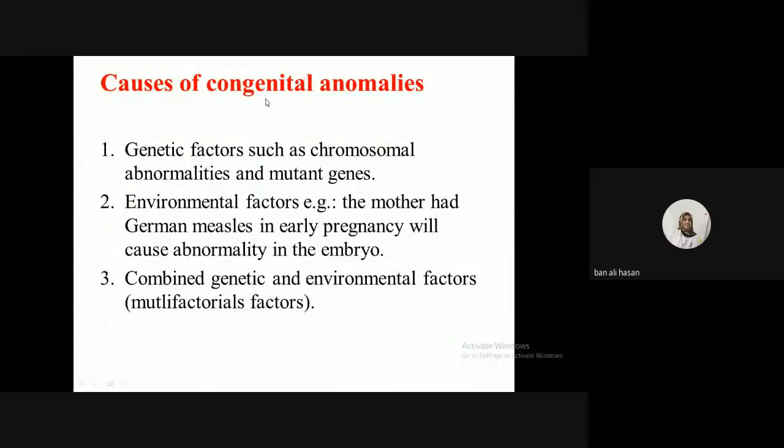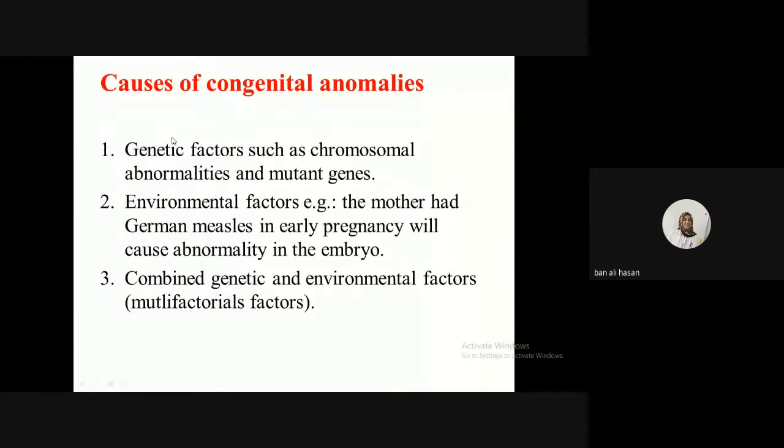It can be genetic factors, like what? Like chromosome abnormality, mutant genes. Okay, so this also can lead to an abnormality.